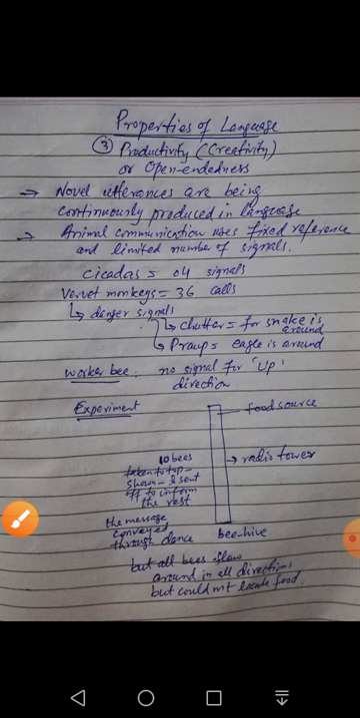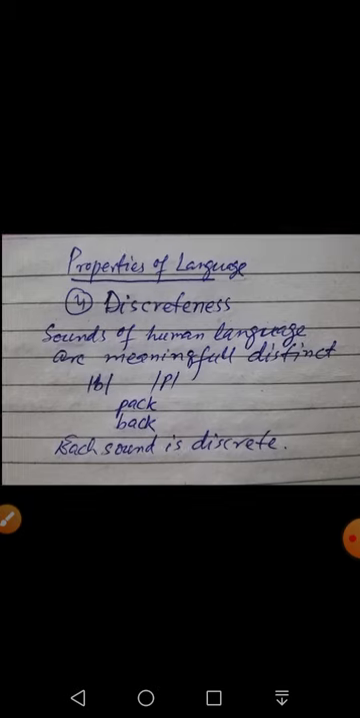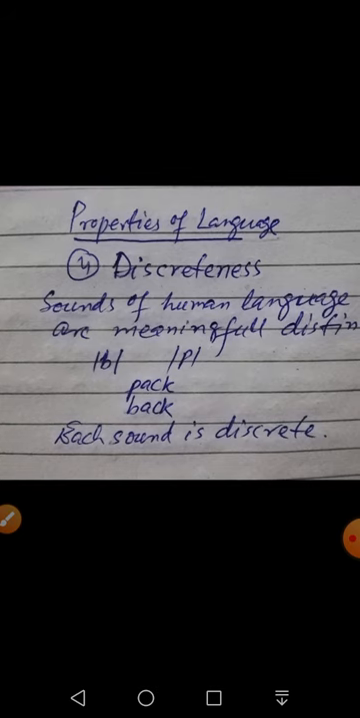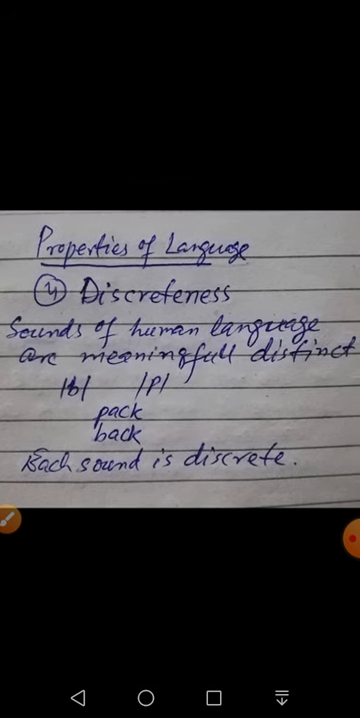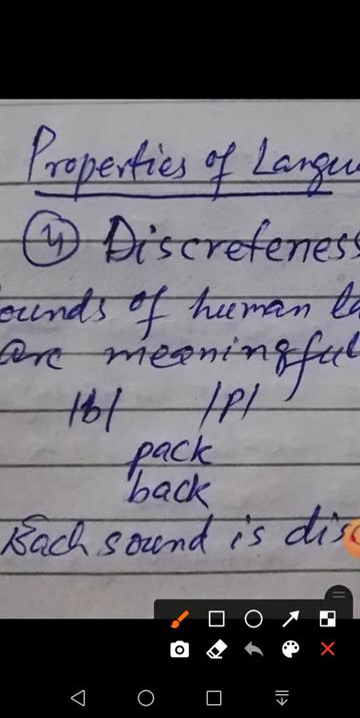So next, the property we are going to discuss is discreteness. This is the fourth property discussed by George Yule. And what is discreteness? Discreteness means phonemic meaningfulness, like sounds of human language are meaningfully distinct. Let me explain this here. Let's say we have these four sounds, as you can see here. Only pha and ba are different.